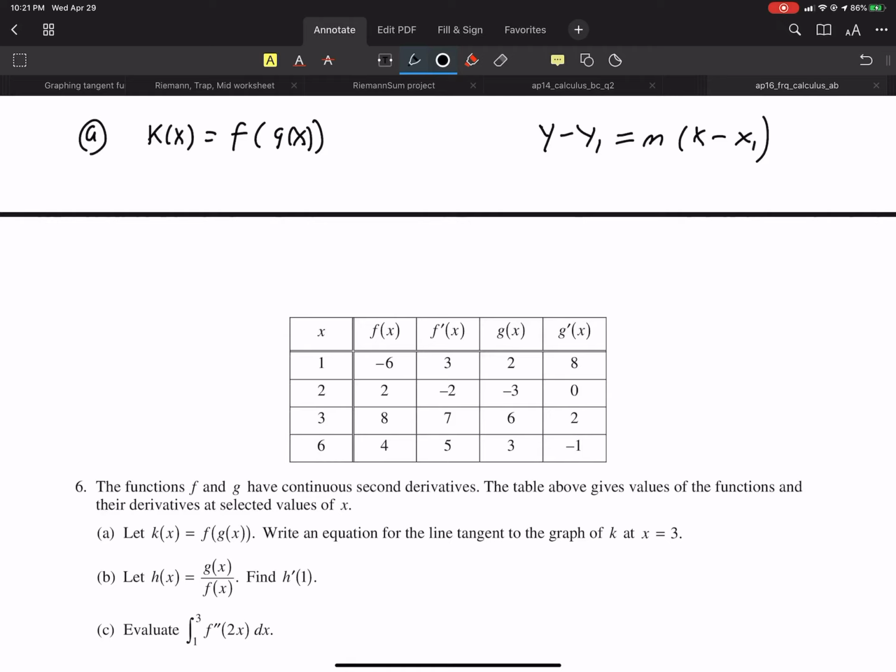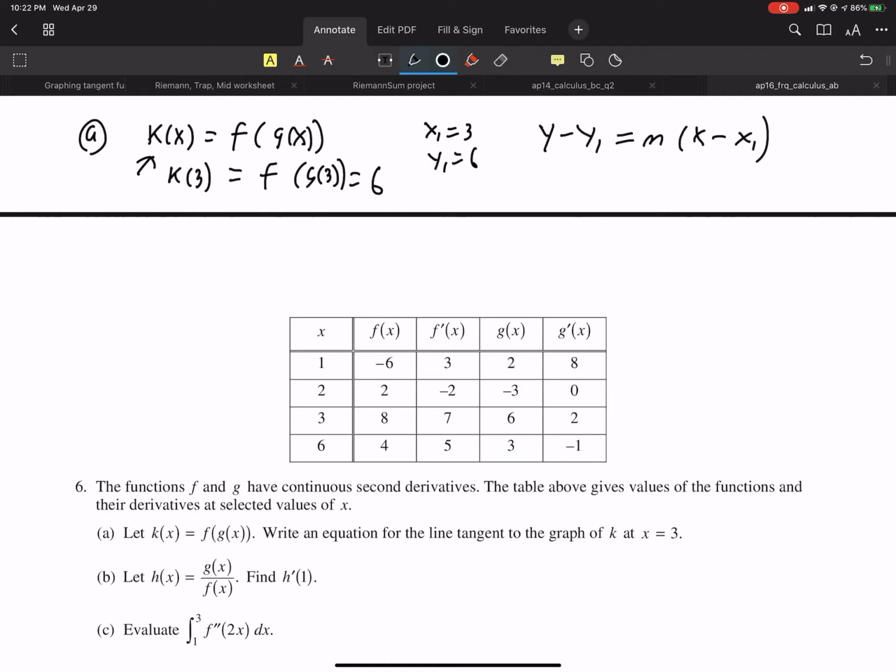Okay, they wanted x equals 3. So my x1 is 3. To figure out my y1, I need to figure out what y is. But it's this function right here. That's my y. So k at 3 would be f of g at 3. Well, let's look for g of 3. Here's g, here's 3, it's 6. So now I know my y1.